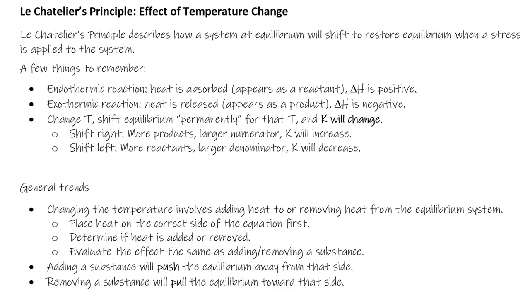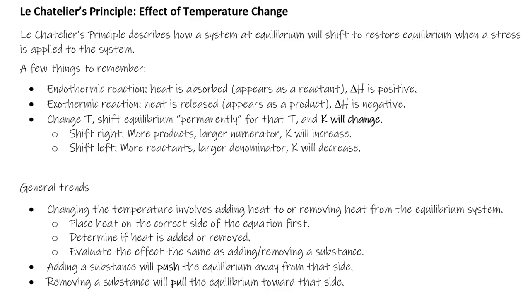So how does K change? It's directly related to the direction of the shift and what's happening within the mass action expression. If the equilibrium shifts right, then there are more products, which means a larger numerator in the mass action expression, and K will increase. If the equilibrium shifts left, then there are more reactants, which means a larger denominator, and K will decrease.